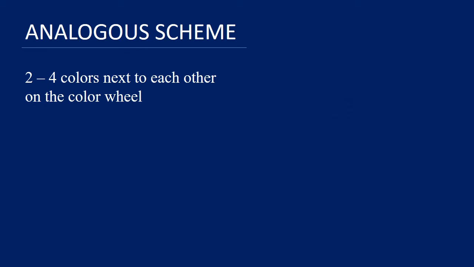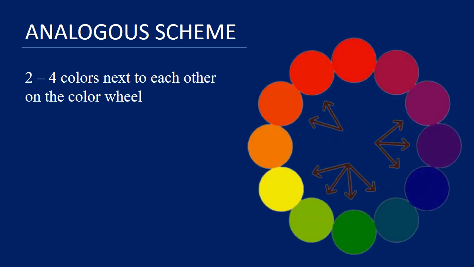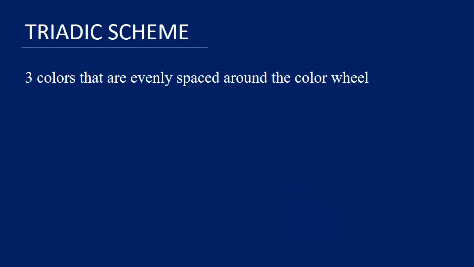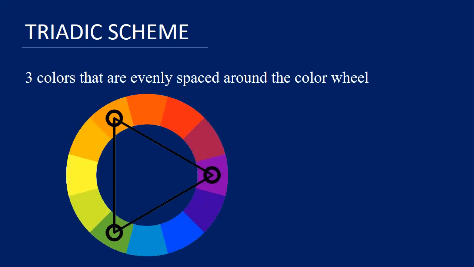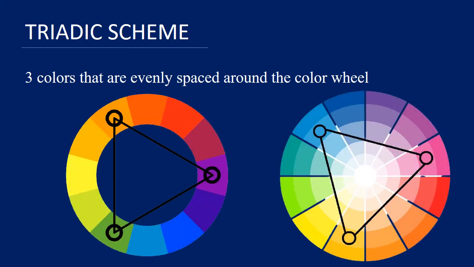Analogous scheme is 2 to 4 colors next to each other on the color wheel. At times, it will look like equal colors. Triadic scheme is 3 colors that are evenly spaced around the color wheel. In other words, it will create a triangle.